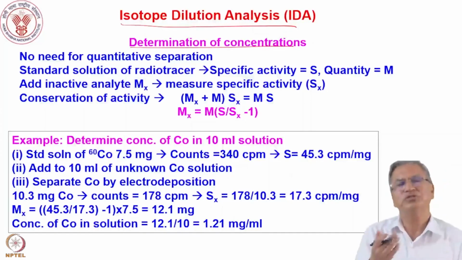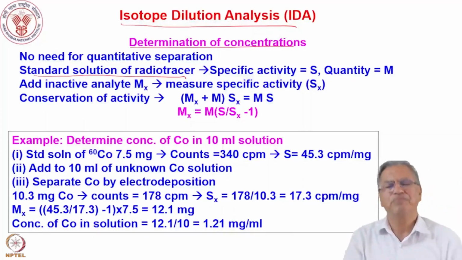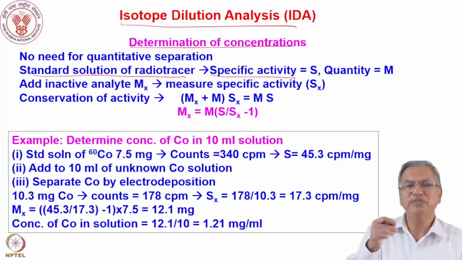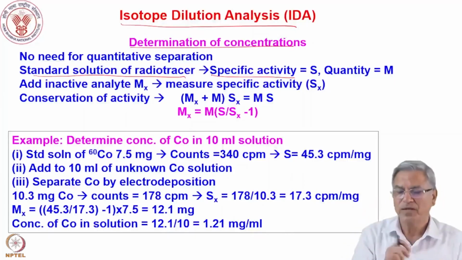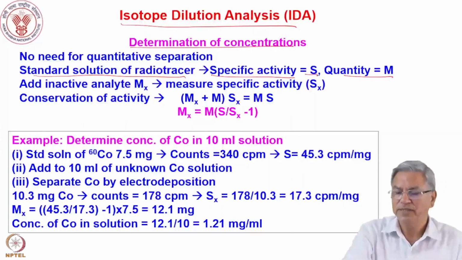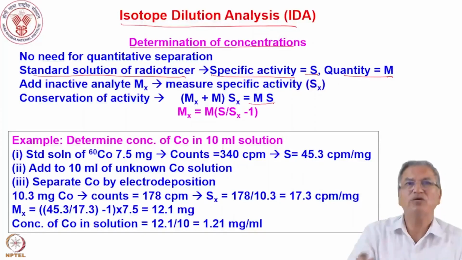So what you essentially do is you have a standard solution of radiotracer, for which the specific activity is known. The specific activity means activity per unit mass. Now suppose you have a quantity M. So specific activity means per gram. This is the activity, this is the amount of the substance. So total activity will be M into S. M into S is the total activity.